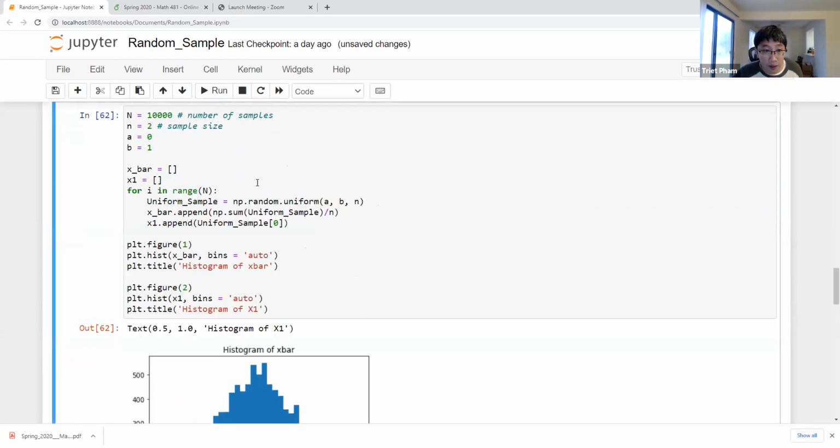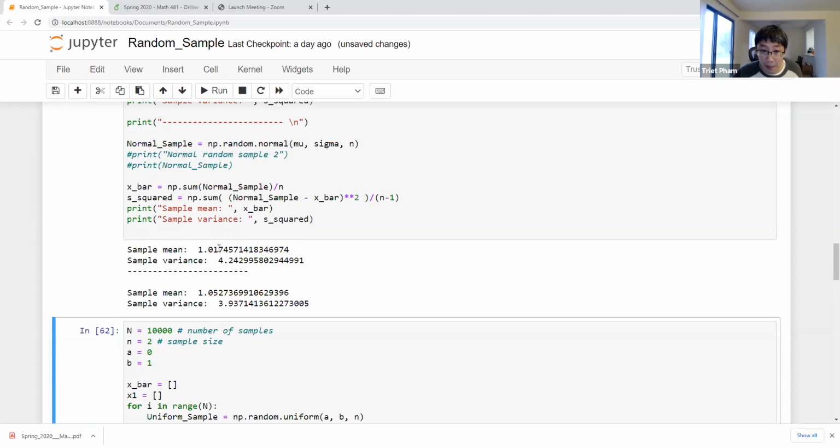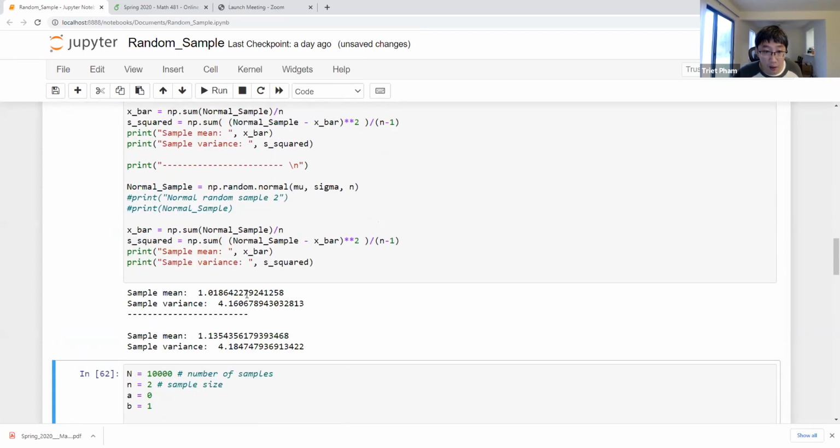But let's see, if it's 1,000, then you see the sample mean is pretty close to 1. The sample variance is pretty close to 4.4. But notice there's still a tiny bit of fluctuation, but the fluctuation is much less. So that's what we mean by convergence. That's what we mean by asymptotic.